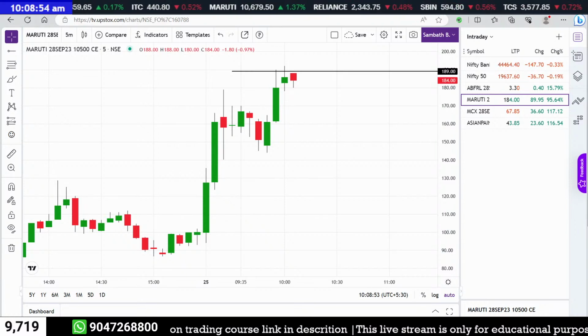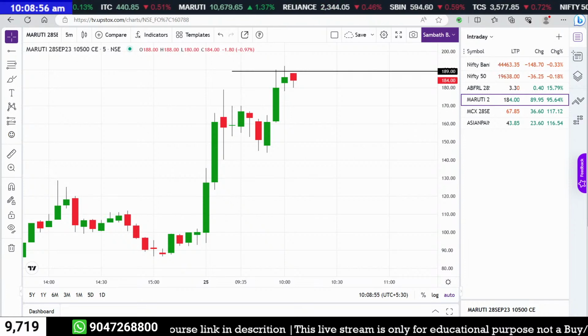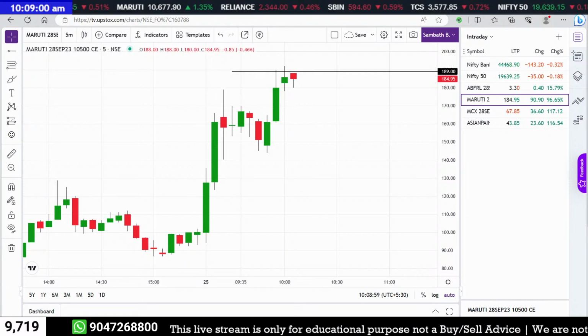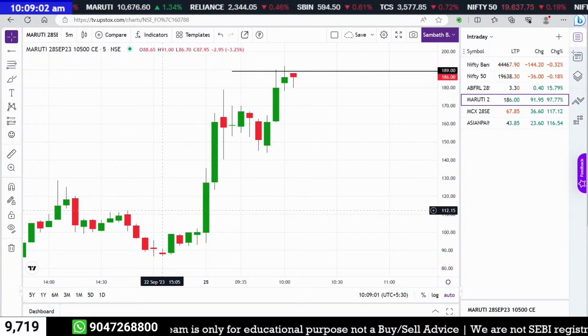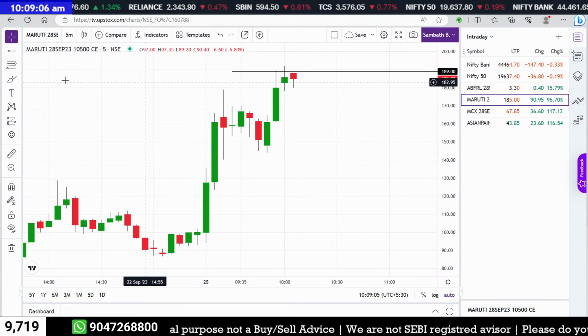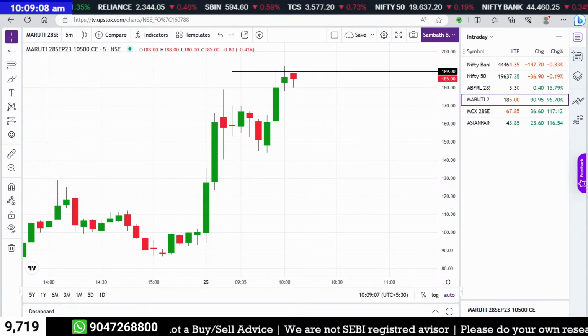So Maruti is the one. It's trading at the same price. Others are giving such a good intraday move. And the remaining, okay, Asian Paint and M6 are also working good. So that is what we are looking for.